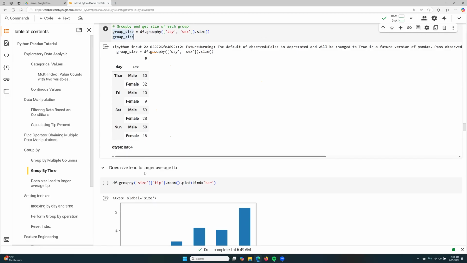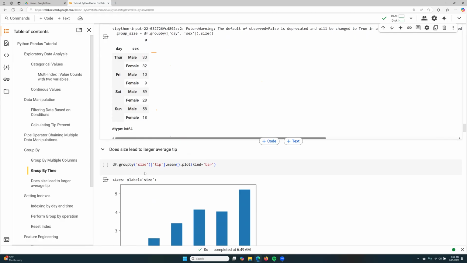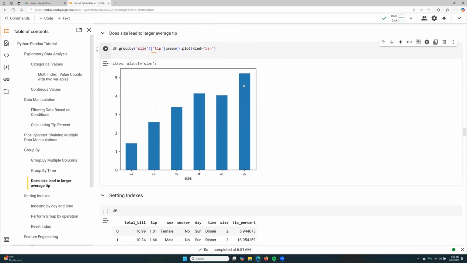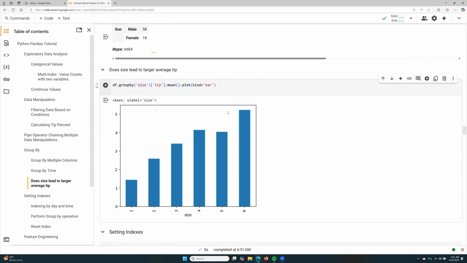Group bys also could answer some business questions. So does the size of the party lead to a larger average tip? This information could be useful, especially for waiters. And you could see that, yes, it does.